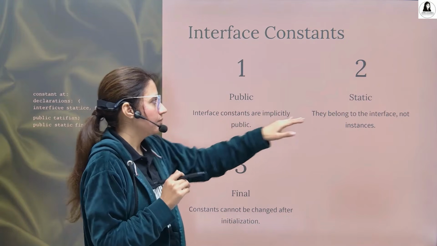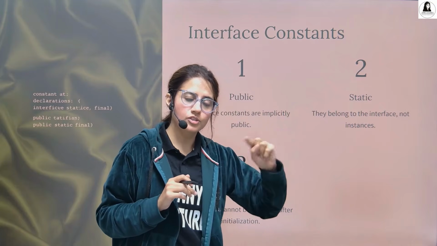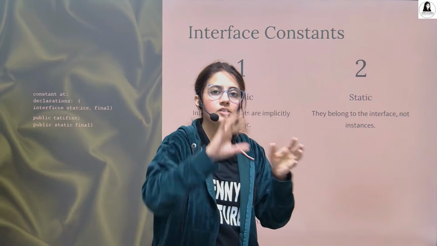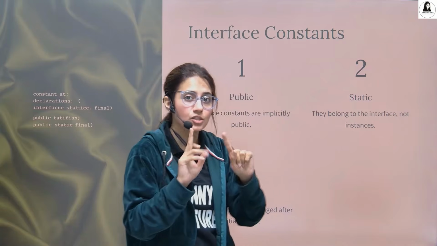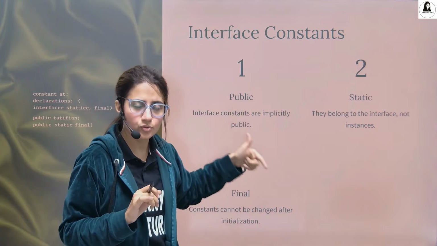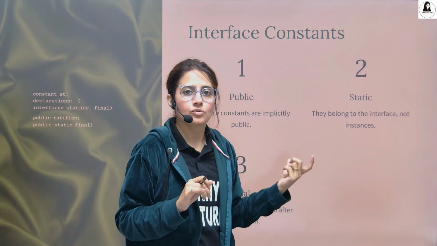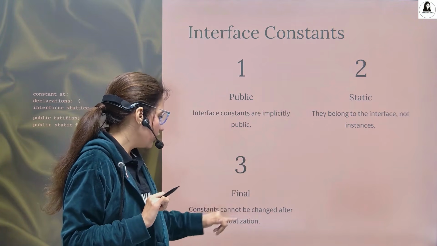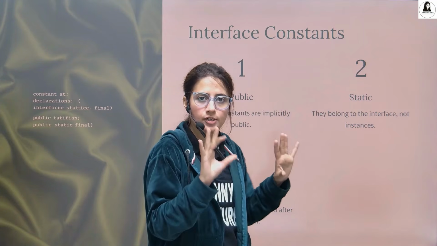Implicitly, these are public. Static means they belong to the interface, not instances, not the objects. So the constant would be static. These are not used to store the state of the object. No, these are static, not instance variables. Instance variables are allowed in abstract classes only. That's why I have told you that interfaces do not store state and cannot be instantiated. Constructors are also not allowed. So these are a few differences between abstract classes and interfaces. And a constant cannot be changed after initialization because these are final. If needed, you can have these constants in interfaces.